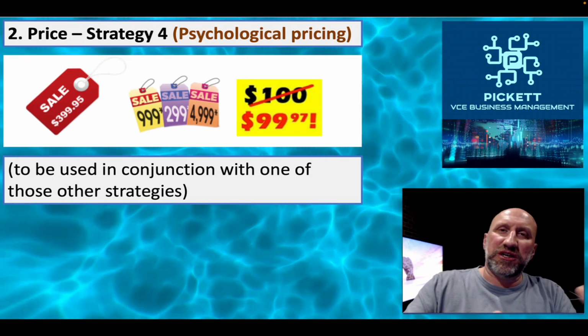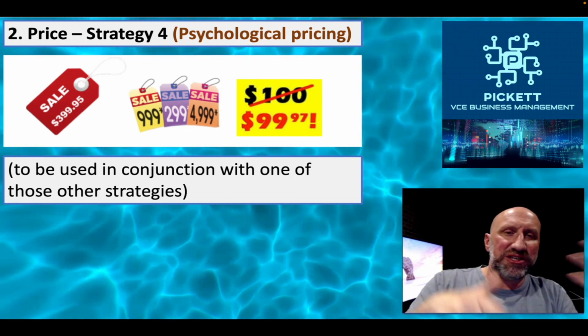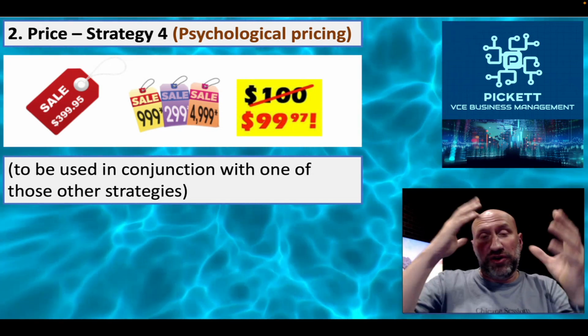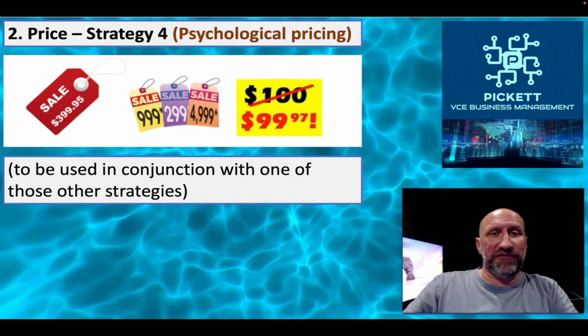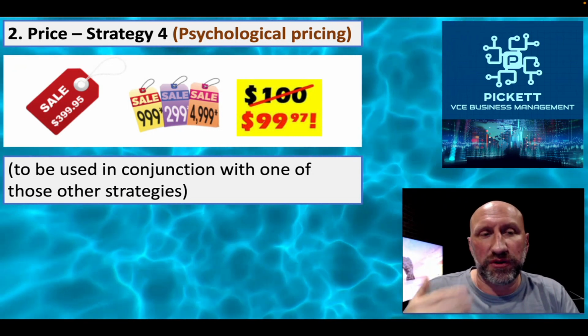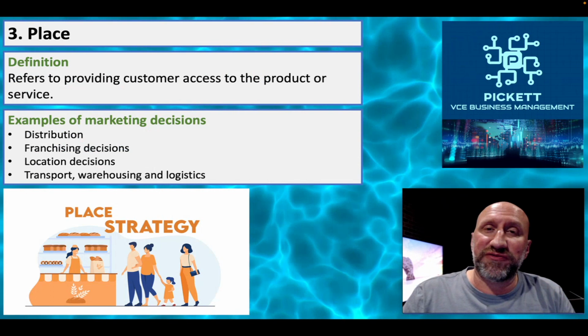And this one you would clearly use in conjunction with one or more of the other strategies. So this is just once you've got the figure you want to be at. If you figure out that 200 is where you need to be, go for 199. Okay, so there's some pricing strategies for you.